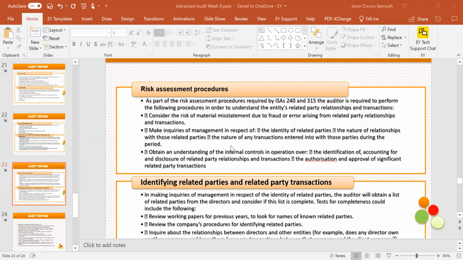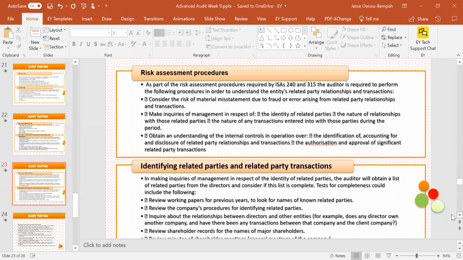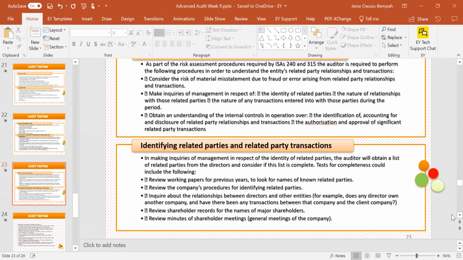You must also understand the internal controls that surround related party transactions. You cannot talk about risk assessment procedures without talking about internal controls. Always remember that the whole purpose and the idea of internal controls is to mitigate risk.